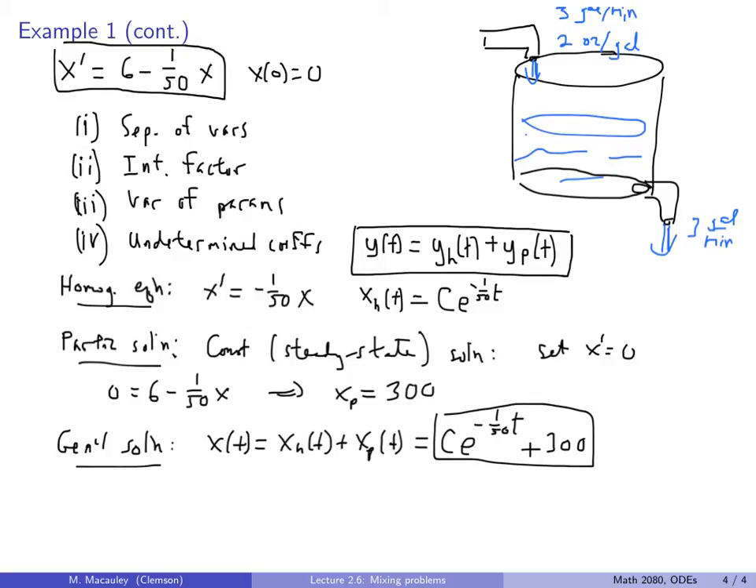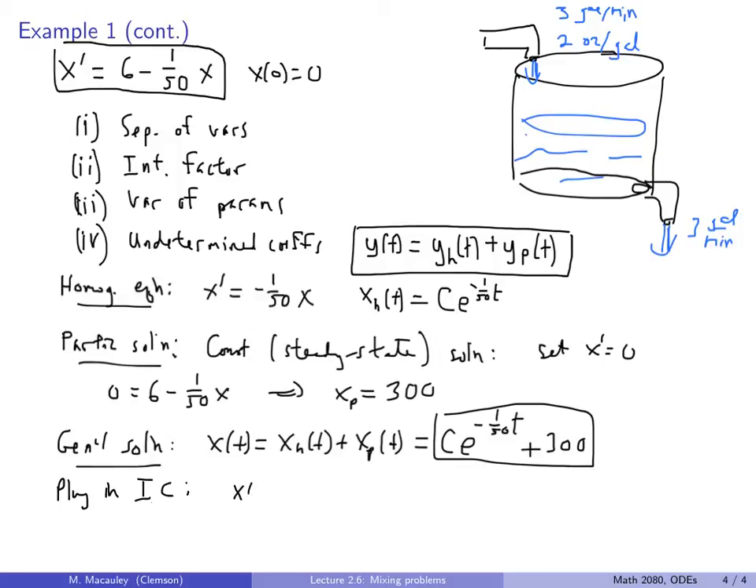So let's solve the particular solution to this initial value problem. Remember, that's the equation plus the initial condition. So let's plug in x of 0 equals 0. Or let's plug in the initial condition. Let me call it that. Plug in the initial condition.